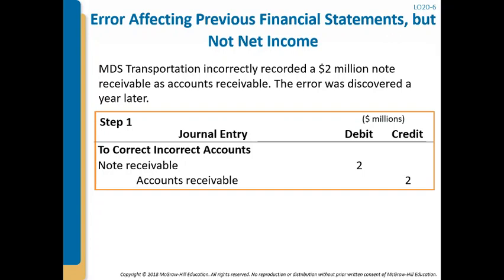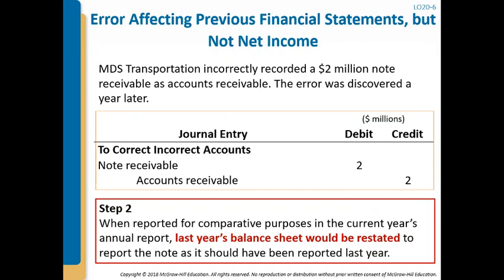So here's that example. Now, not only do they have to correct the accounts involved, if last year's annual report, including the balance sheet, was reported for comparative purposes, that last year's balance sheet would be restated to report the note as it should have been reported in that year.